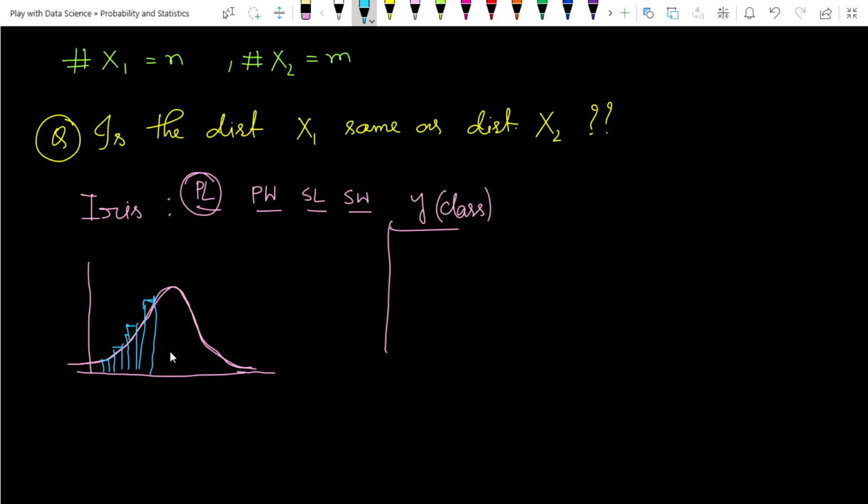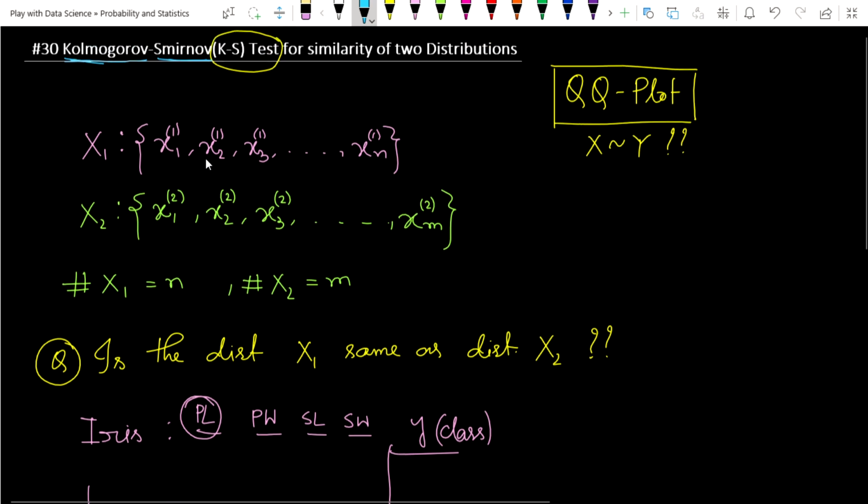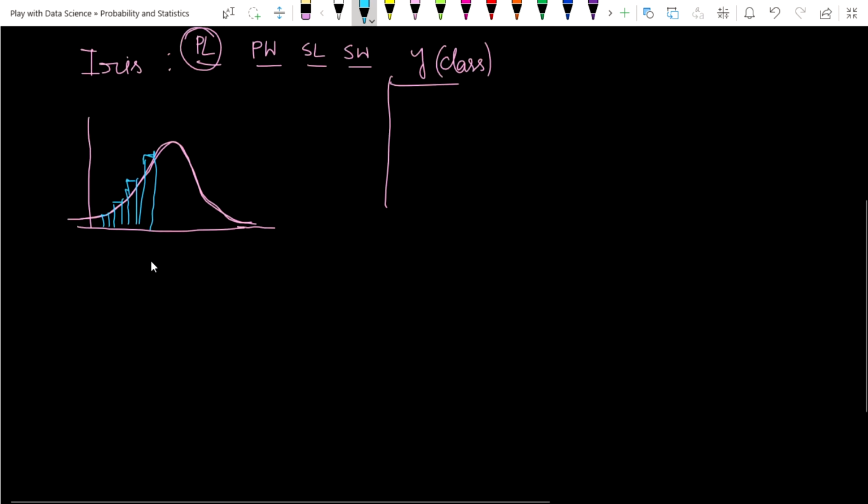Now the question is, how will we find whether this is normal or not? How will we know whether the distribution is normal or not? Let's try to understand this from the perspective of the KS test. Simply, for the data set we have, first we have to normalize it. So in the petal length data set, first we have to normalize it.